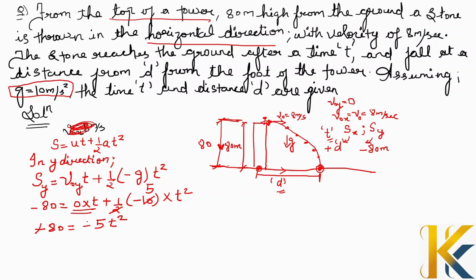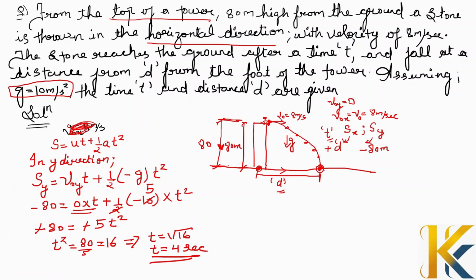So minus minus get cancelled. T square will be equal to 80 by 5. That is nothing but 16. Now I'll get t is equal to under root of 16. What is under root of 16? 4. So t will be equal to 4 seconds. Okay, I got the time.